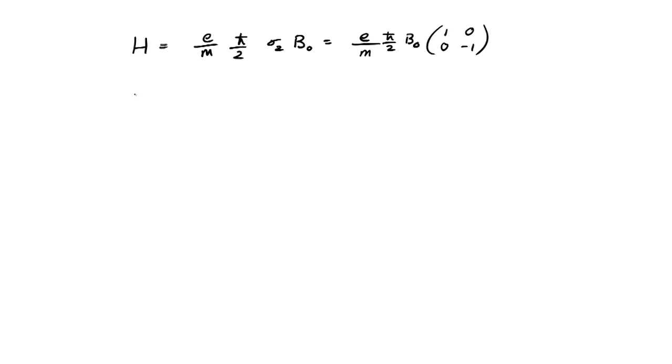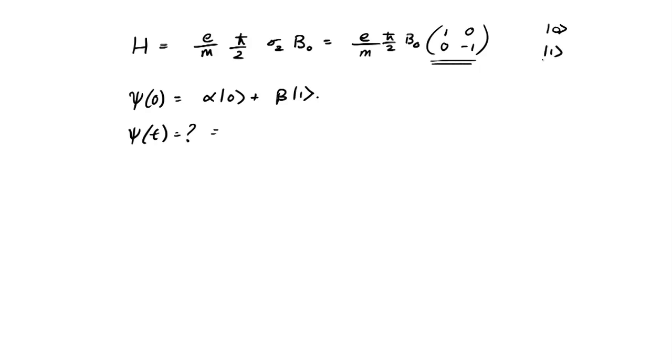And now remember what happens. Well, we want to, let's say psi naught, psi at time 0 is just alpha |0> plus beta |1>, and we want to know what's psi at time t. Okay, so our prescription for figuring out how the state evolves is just to compute the eigenvectors and eigenvalues. Well, so what are the eigenvectors and eigenvalues of H? Well, clearly they are just |0> and |1>. What are the eigenvalues? Well, they are E h bar over 2m B naught and minus E h bar over 2m B naught.